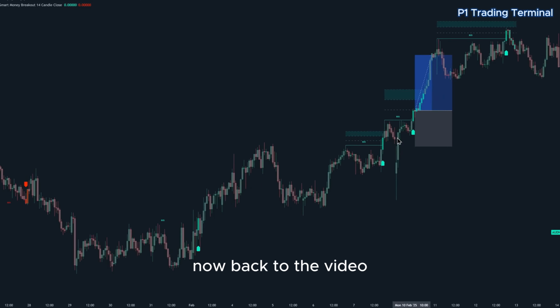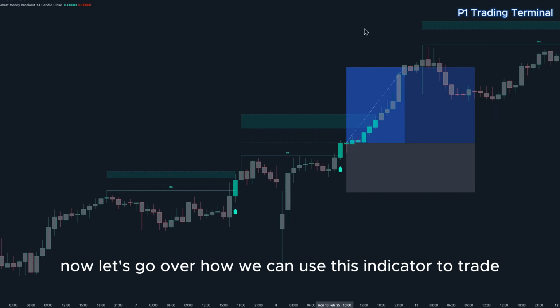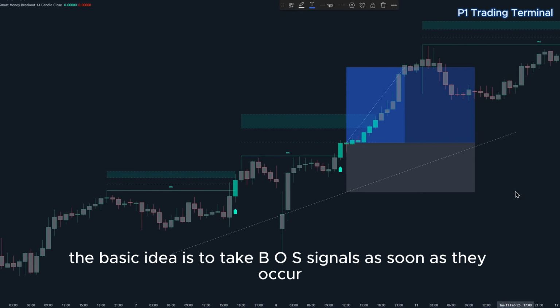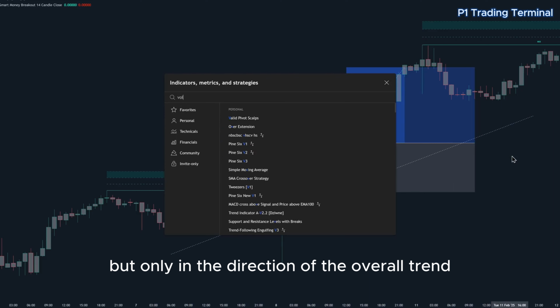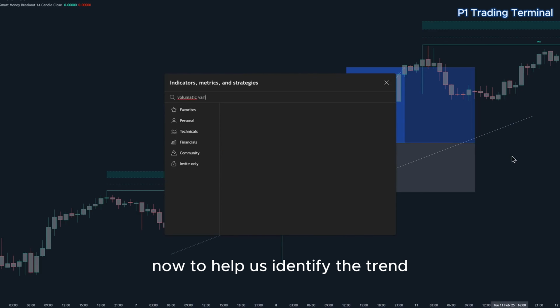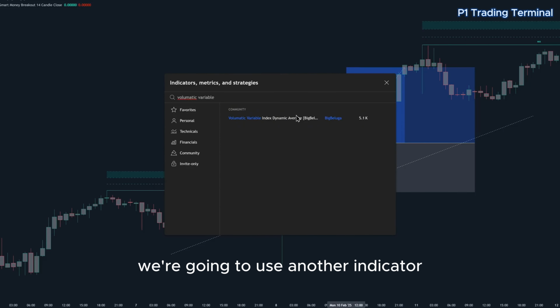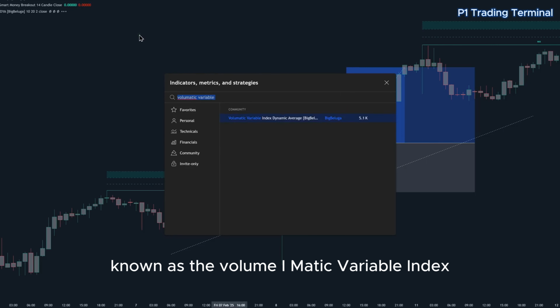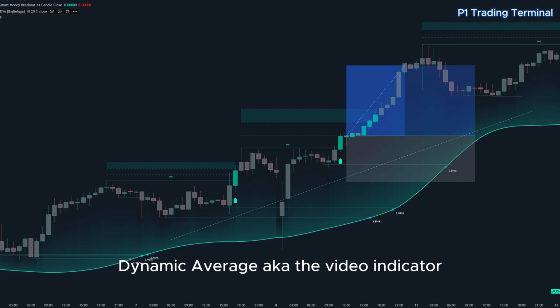Now, back to the video. Now, let's go over how we can use this indicator to trade. The basic idea is to take BOS signals as soon as they occur, but only in the direction of the overall trend. Now, to help us identify the trend, we're going to use another indicator known as the Volumetric Variable Index Dynamic Average, aka the VIDYA indicator.